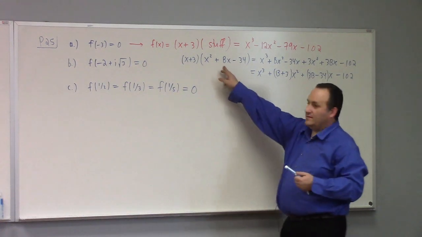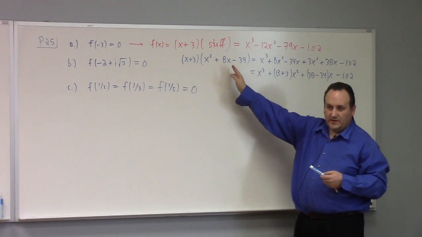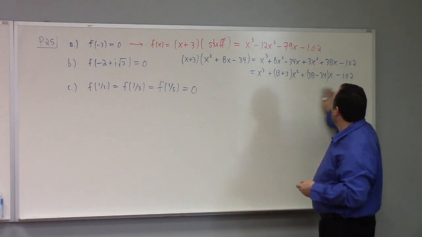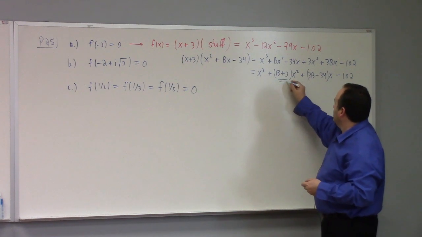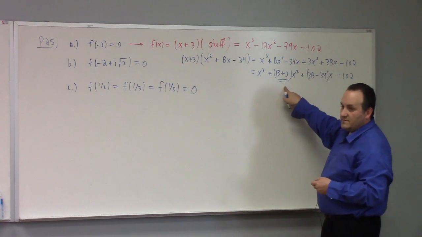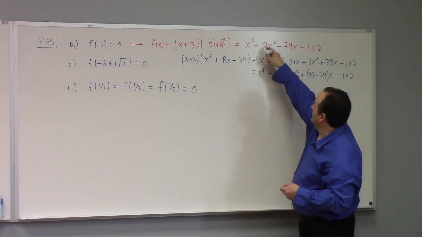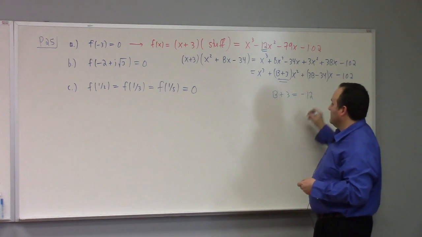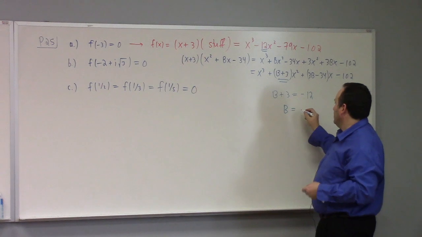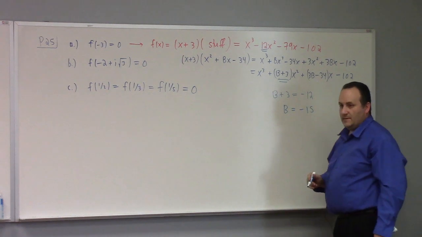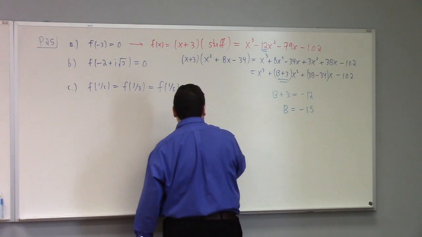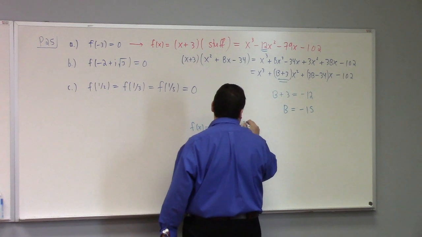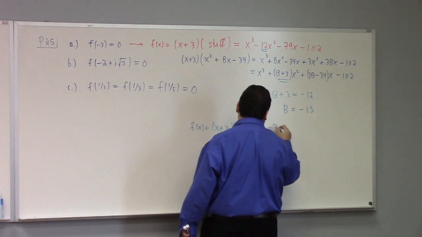Once we figure out what b is, we're almost done, right? So can you guys tell me, if this is how it looks, then what does this have to be? This has to match what? Right there, right? So what we have is b plus 3 equals minus 12. So b is equal to what? Negative 15. So in this case, we have f of x equal to x plus 3 times x squared minus 15x minus 34.